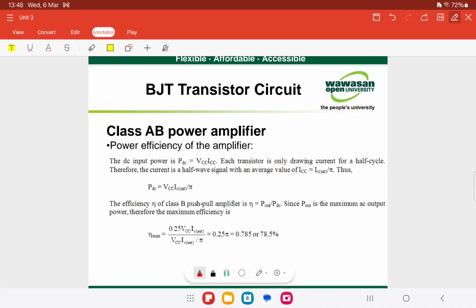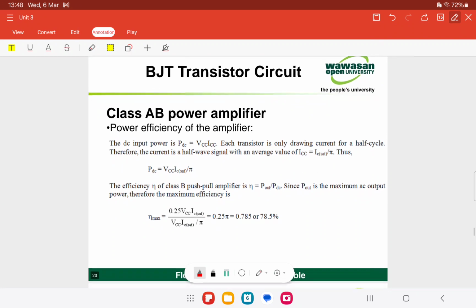Okay, for a non-ideal class AB push-pull amplifier where VCE saturation is not equal to 0, we have the VCEQ maximum is VCC minus VCE saturation over 2, and IC saturation is equal to VCC minus VCE saturation over 2 RE. The DC input power, PDC, is VCC times ICC, and each transistor only draws current for a half cycle. Therefore, the current is a half wave signal with an average over pi. And this is the efficiency for the class AB push-pull amplifier.